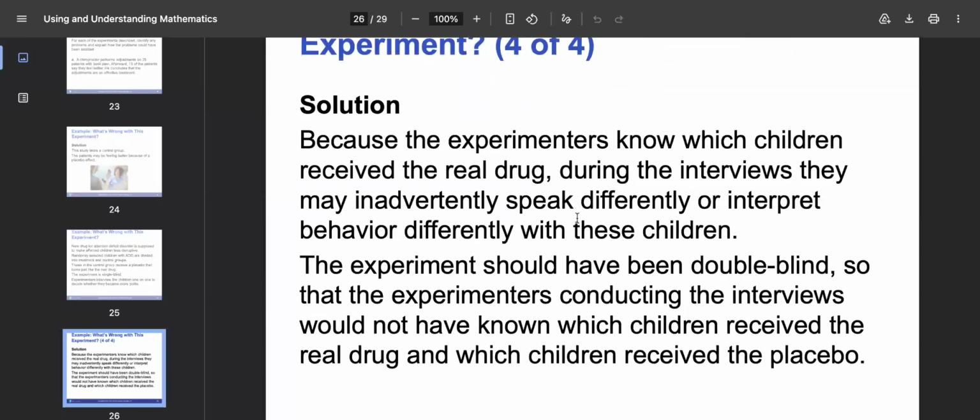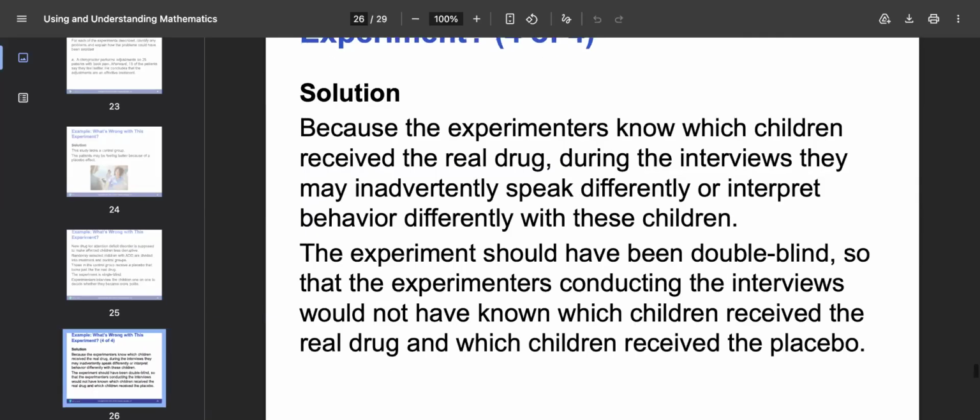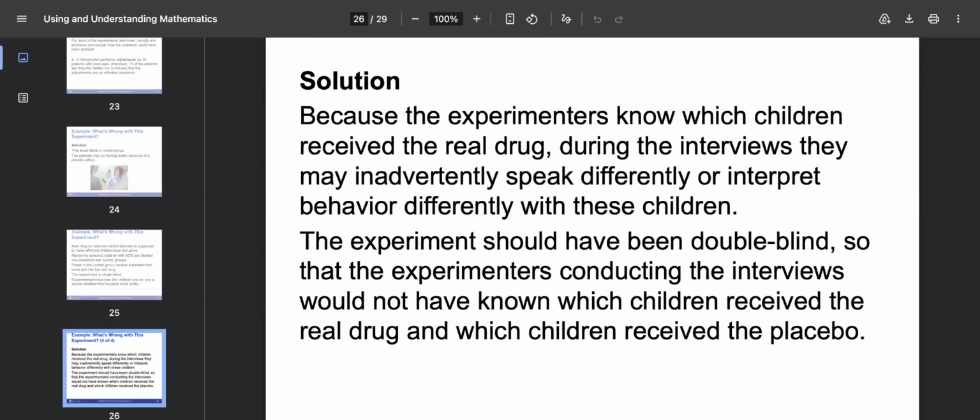So, because experimenters know which children receive the real drug during the interviews, they may inadvertently speak differently or interpret behavior differently with these children.